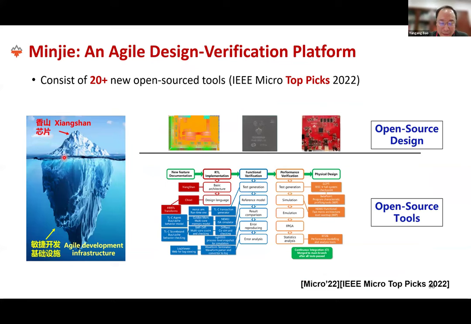Here we consider the whole development of XiangShan as an iceberg. The microarchitecture design is the part above the water, and the whole infrastructure, the Minjie platform, is the part underwater. We consider this probably more important than the microarchitecture design of XiangShan. The whole platform consists of more than 20 new open source tools. This work was published at MICRO 2022 and was selected to the IEEE Micro Top Picks for 2022.